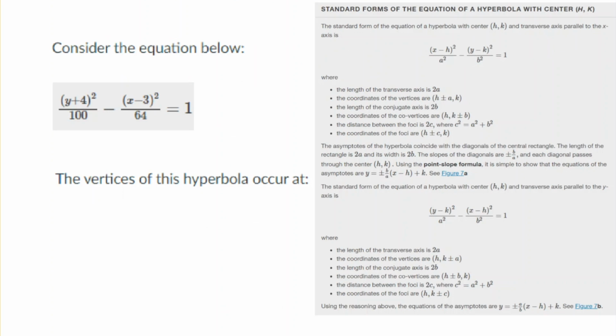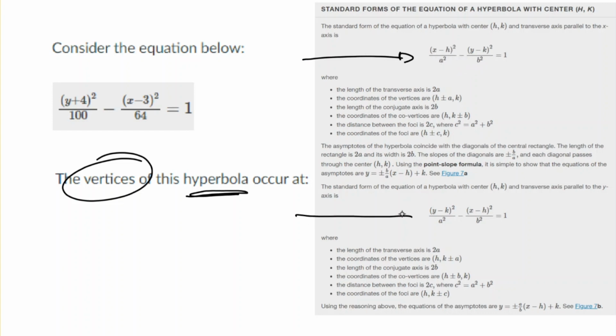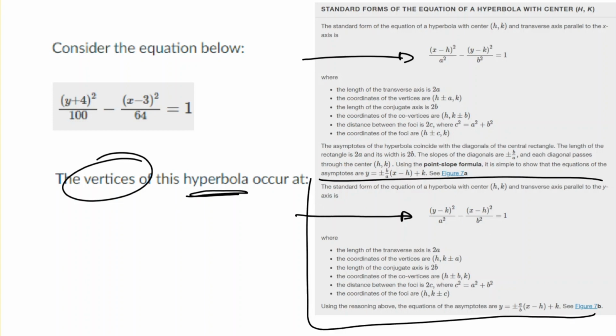So here I'm given an equation. I'm told it's a hyperbola, and I'm asked to find the vertices. So I recall the two formulas for the hyperbola, either if it involves the x term being the positive term minus the y term, or the y term being the positive term minus the x term. Here I see I've got my y term first minus my x. So I'm going to be dealing with this type of hyperbola.